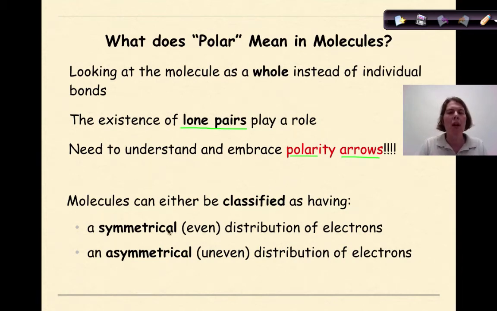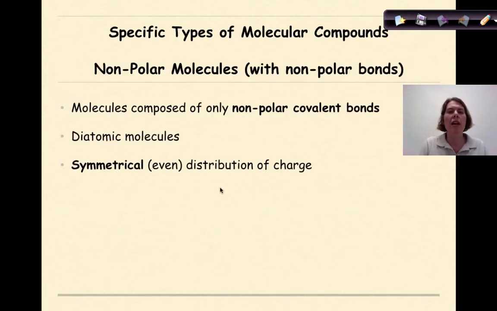Molecules can be classified as having a symmetrical, even distribution of electrons, or an asymmetrical, uneven distribution of electrons. Let's look at a type of compound that's a nonpolar molecule with nonpolar bonds. Molecules composed of only nonpolar covalent bonds are going to be nonpolar automatically. So again, we think primarily of our diatomic molecules. Nonpolar molecules are automatically going to be symmetrical because there's going to be an even distribution of charge.